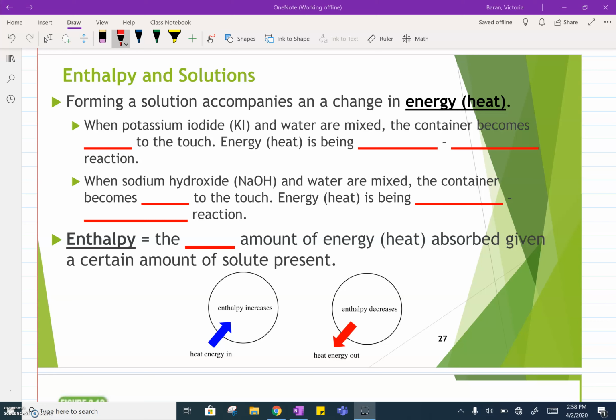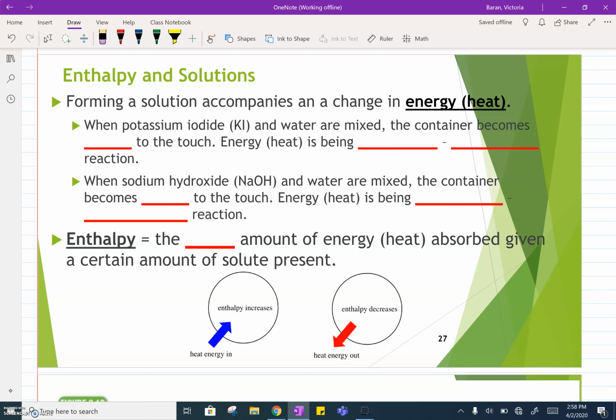So to begin, when we form a solution, that happens when you mix a solute and a solvent, and the solute will dissolve in the solvent. When this happens, you actually get a change in energy, specifically heat energy. And this is essentially from bonds that are being broken and or reformed during that process of the solute dissolving.